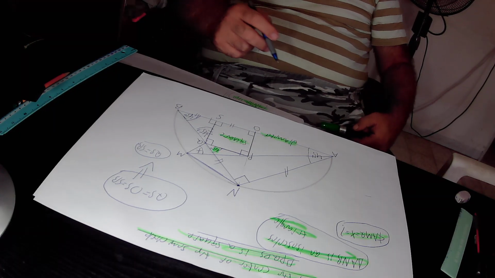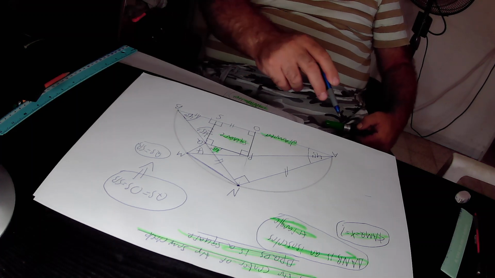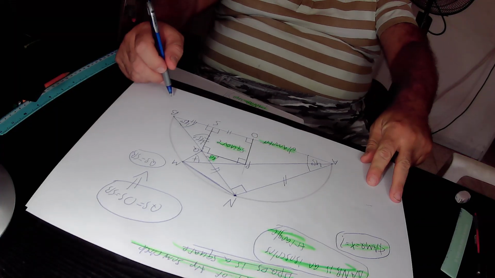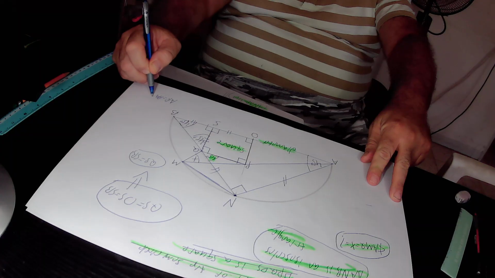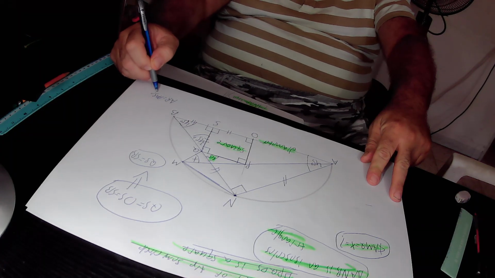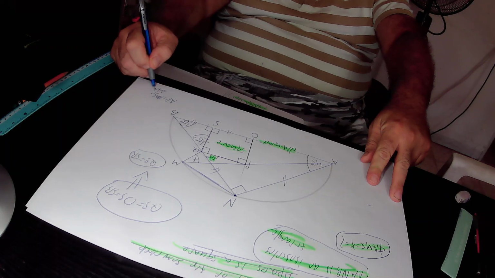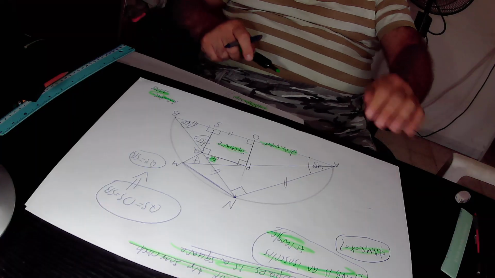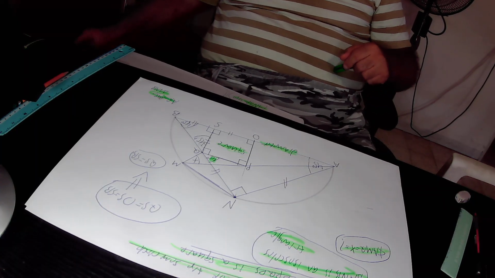The base of the isosceles triangle, triangle ANB, is AB. Again, AB is the base of the isosceles triangle, triangle ANB. So here we can implement rule 24.